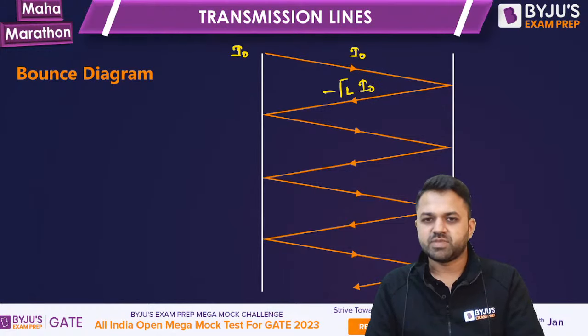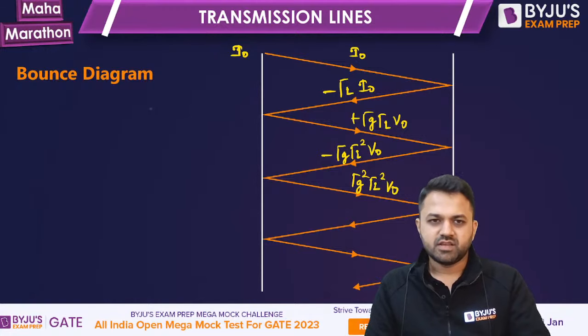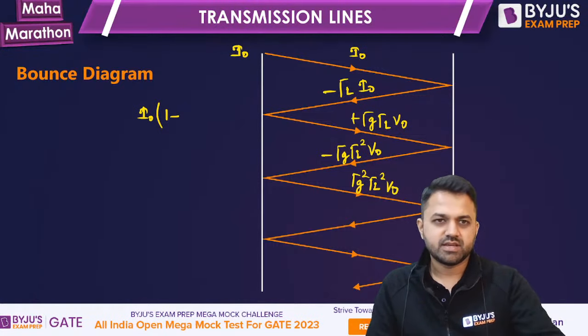Then it will reflect from the source generator end, so this will become plus gamma G into gamma L into I0. Then again it will be minus gamma G into gamma L square into I0, and then again plus gamma G square into gamma L square into I0. And the current over here is I0 times 1 minus gamma L.